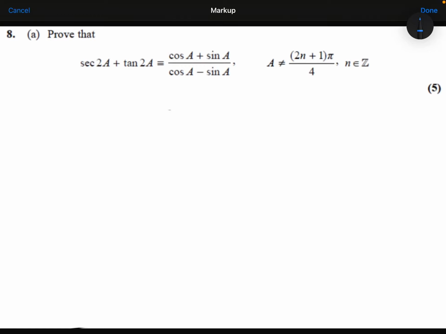Part A. Prove that sec 2a plus tan 2a is identical to (cos a plus sin a) over (cos a minus sin a). Right, so we're going to start on the left-hand side here. I'm going to rewrite the sec 2a as 1 over cos 2a, and I'm going to rewrite the tan 2a as sin 2a over cos 2a.